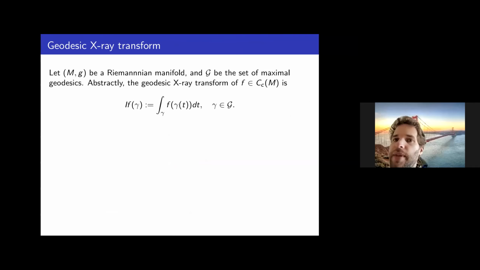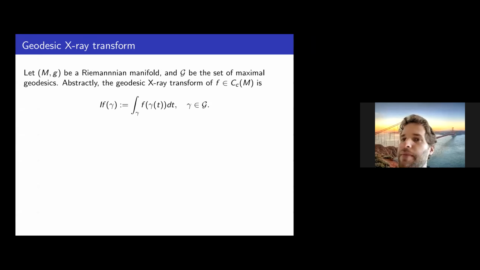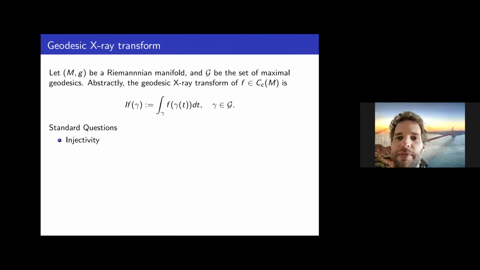So just take some scripted G to be the space of all geodesics. This is not necessarily a nice manifold, but it's at least a topological space. And fix some function and think of this function as acting on maximal geodesics. So this inverse problem has a standard tool bag of questions that we want to answer. And first and foremost is injectivity. Can we theoretically reconstruct this function given its X-ray transform If?